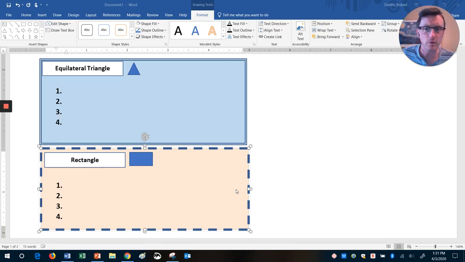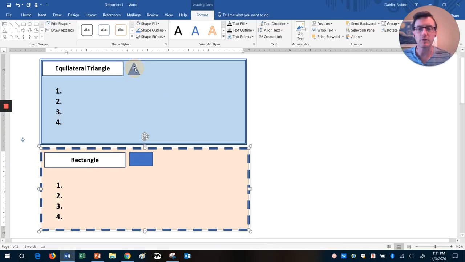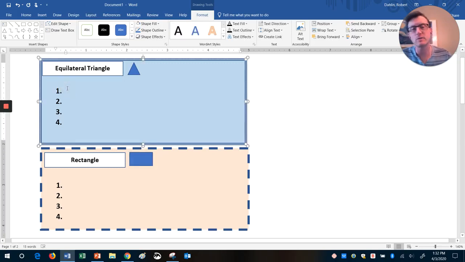The first thing you need to do is record all the different properties of your thing. So today we're going to be looking at an equilateral triangle, and we're going to look at a rectangle. And we're going to say, okay, what properties do each of those have? And then we're going to compare and contrast those. And this is just going to be an example of how you're going to do this on the lab.